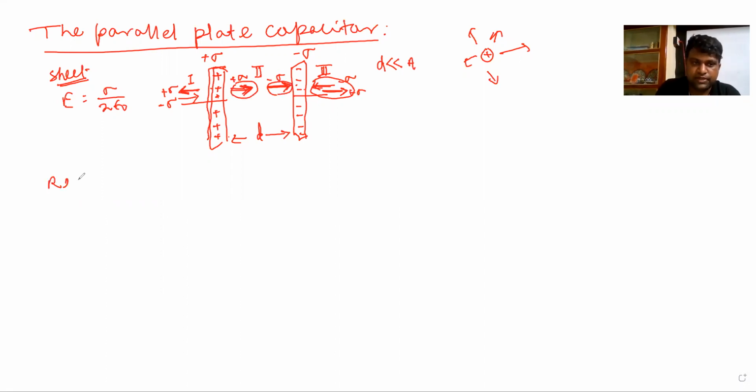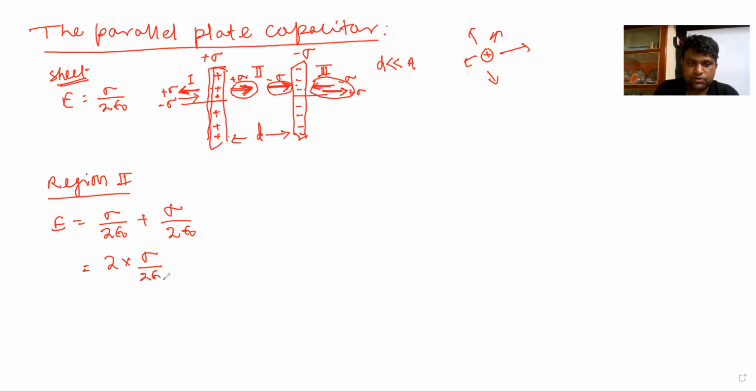So if we write the region 2, the net electric field will be sigma by 2 epsilon naught plus sigma by 2 epsilon naught. Both are in the same direction. So basically it is 2 times sigma by 2 epsilon naught, which you can say is sigma by epsilon naught.